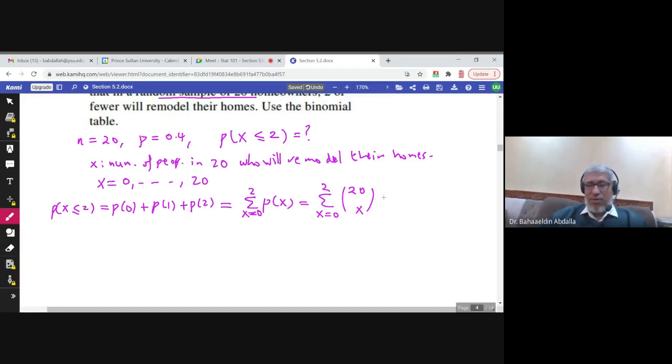Then P, probability of success, which is 0.4, and I raise it to the power x. X changes from 0 to 2, times 1 minus 0.4, which is 0.6, which is q, to the power 20 minus x. So please, if you have a calculator, try to put this now in the calculator and find the answer.